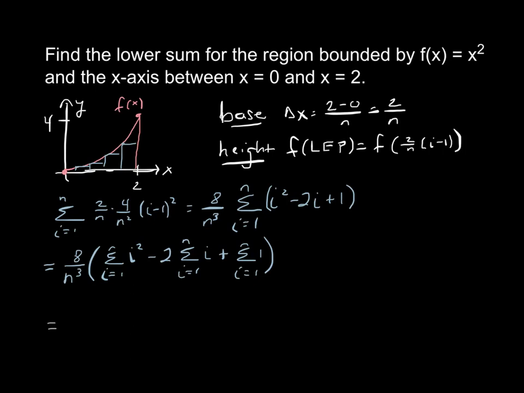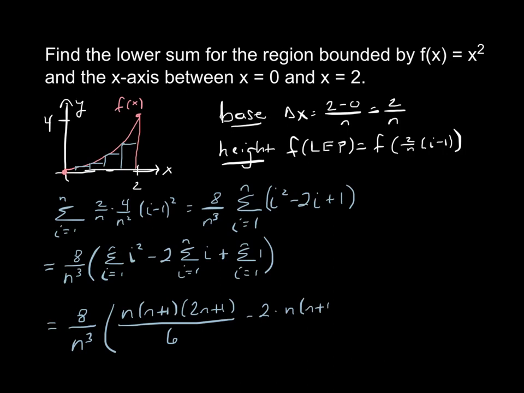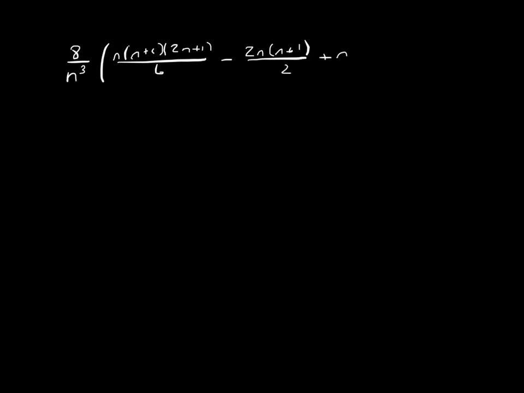And now we substitute our formulas. So we're looking at n plus 1, 2n plus 1 over 6 minus 2 times n plus 1 over 2 plus n. I ran out of room there, so what we had was 8 over n cubed, n plus 1, 2n plus 1 over 6, minus 2n plus 1 over 2 plus n.